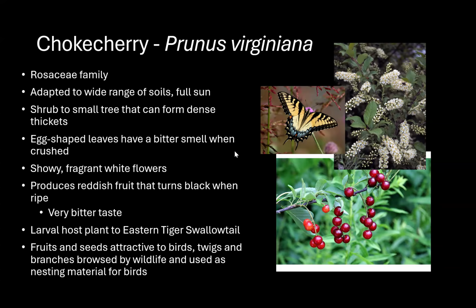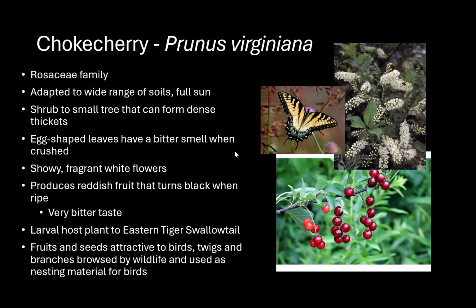The leaves are pretty nondescript. They're kind of more egg shaped. But how you can kind of tell it's a chokecherry is if you were to crush them, they have a very bitter smell to them, which is completely opposite of the flowers themselves. When it produces the flowers, which are kind of these lovely semi-spikes of flowers, generally white, they have a very pleasant, fragrant smell.